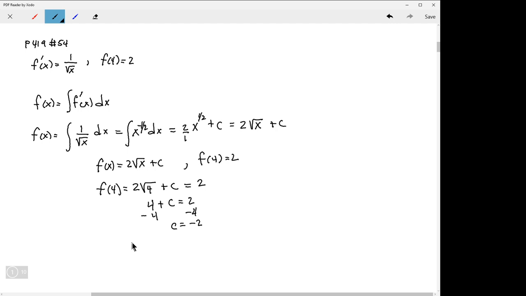All right, so now I can write my whole f of x, right? f of x is 2 root x minus 2. And this is my original function.